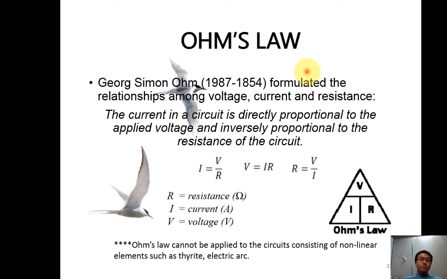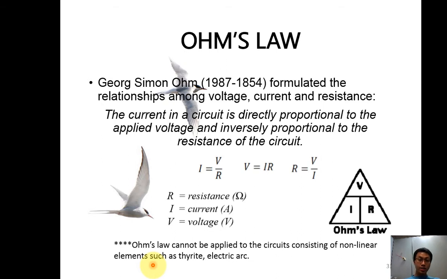So Ohm's law: George Simon Ohm formulated the relationship amongst voltage, current, and resistance. It says that the current in a circuit is directly proportional to the applied voltage and inversely proportional to the resistance, which is I equals V over R, V equals IR, or R equals V over I. Okay? Ohm's law cannot be applied to circuits consisting of a non-linear element such as a toroid and electric arc.